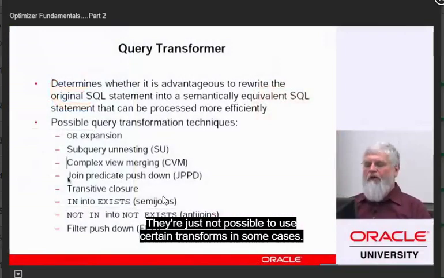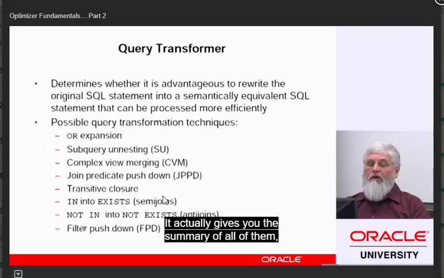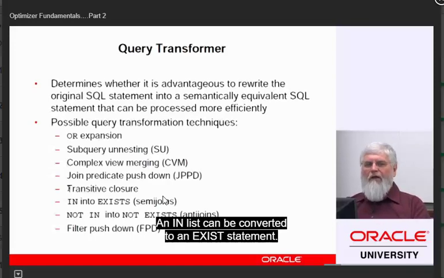There's one called transitive closure. Another one is an IN list can be converted to an EXISTS statement. And the EXISTS statements are executed as semi-joins. And NOT IN can be converted to a NOT EXISTS that are treated as anti-joins. We also talk about filter pushdowns.